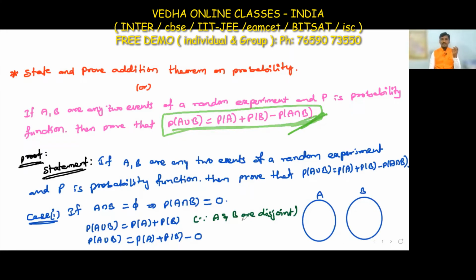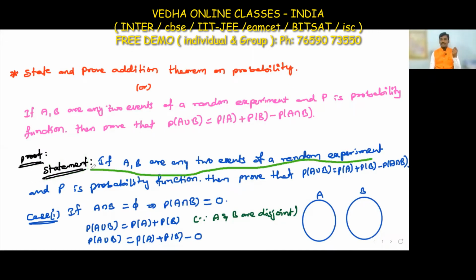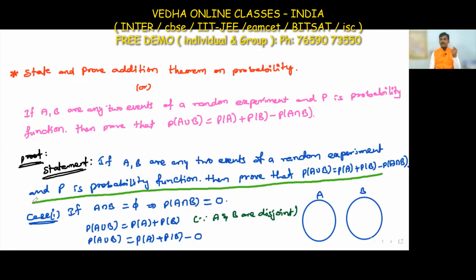Okay, how do we prove? First, if we are asked for the statement, we have to write the statement. What is the statement here? If A and B are two events of a random experiment and P is the probability function, then prove that probability of A union B is equal to probability of A plus probability of B minus probability of A intersection B. This is the statement. Compulsorily this is needed, and then case 1 and case 2. We are taking two cases here.